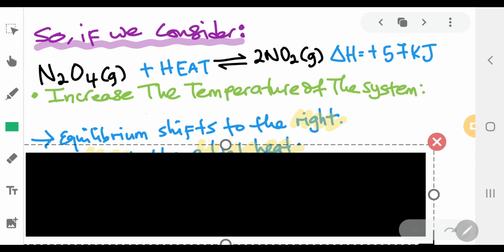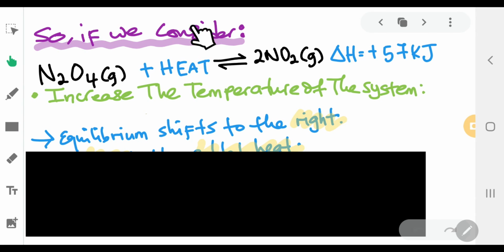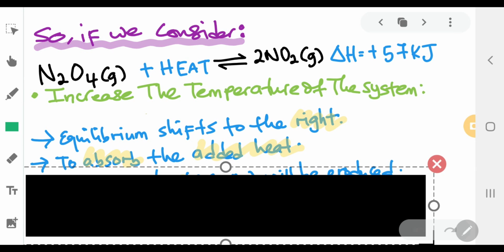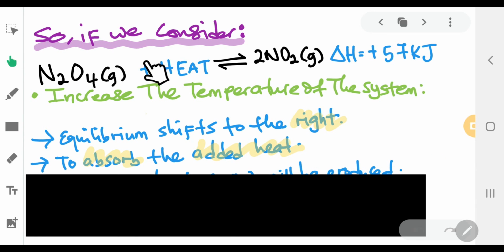So when you increase the heat, the equilibrium shifts to the right. You will shift to the right because now you will be able to make more of your products. Why do you need to make more of your products? Because in the reaction over here, NO2 is the one that will be able to absorb heat, and N2O4 is not going to be able to absorb as much heat as NO2 can. So to absorb the added heat, you want to move to the right.